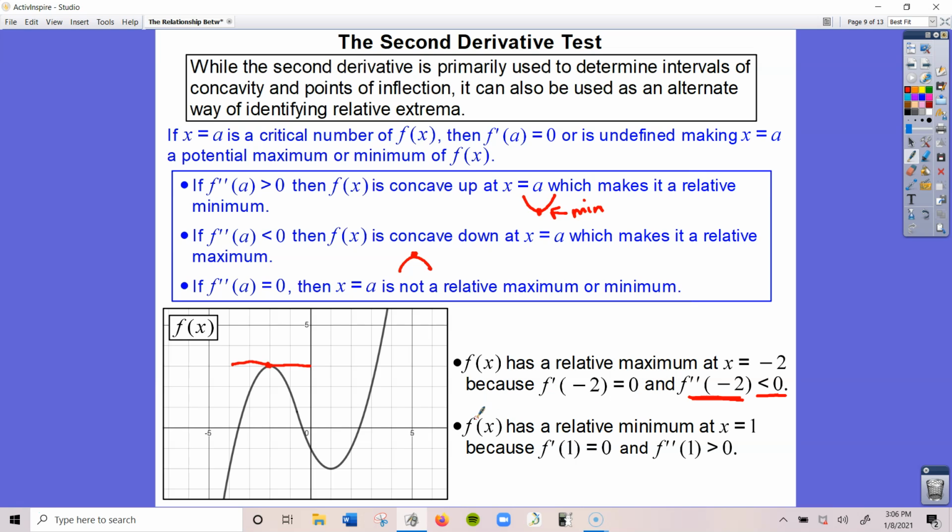And it's the same thing here. If f of x has a relative minimum at x is equal to 1, which you can see right there, that's because we have a horizontal tangent, so that means that the first derivative is equal to 0 at x is equal to 1. And also, since it's concave up, that means that the second derivative was positive.